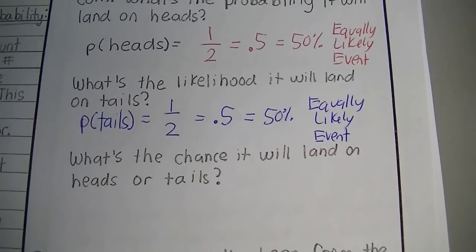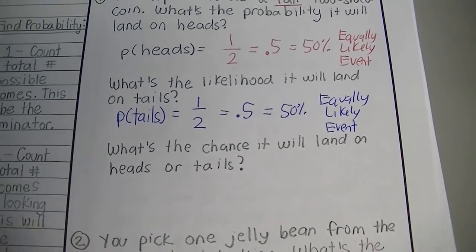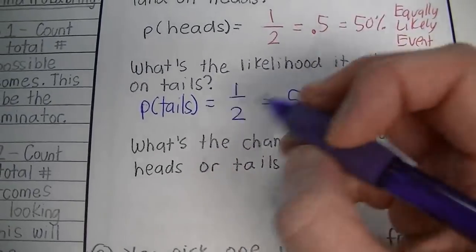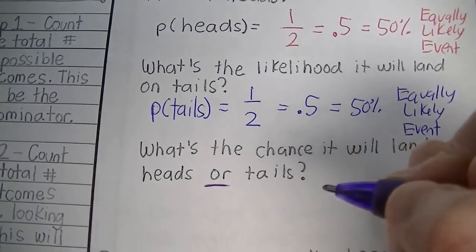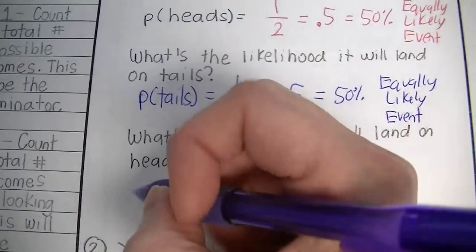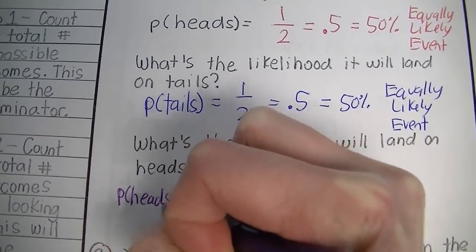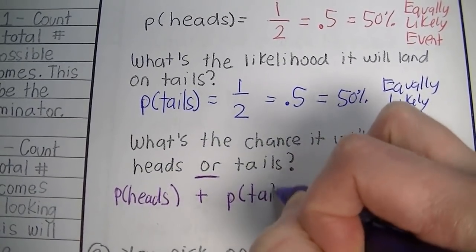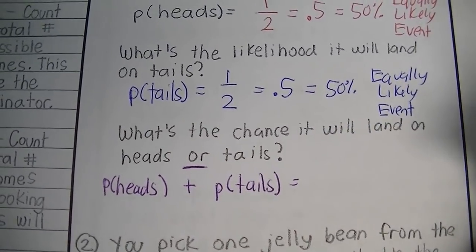Now it says, what's the chance it will land on heads or tails? Something that might make it a little bit easier for you: in probability only, the word "or" means add. Or means add, only in probability, okay? So the way I'd illustrate this, I'd write probability of heads plus the probability of tails. And once you do that, you're going to get the probability of getting heads or tails, okay?